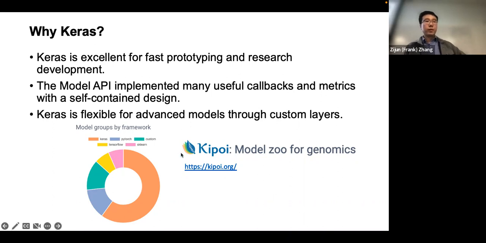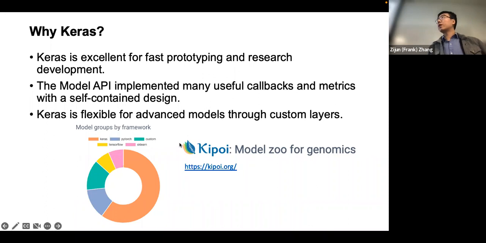And the second advantage of Keras is that it has implemented many useful utility functions that can facilitate model training and monitoring whether your model is overfitting, underfitting, and so forth.